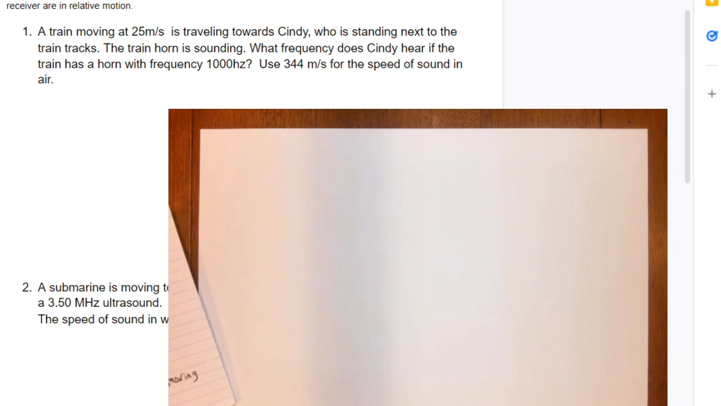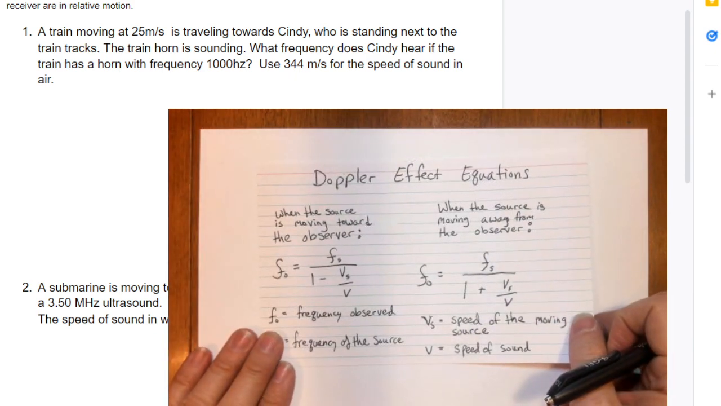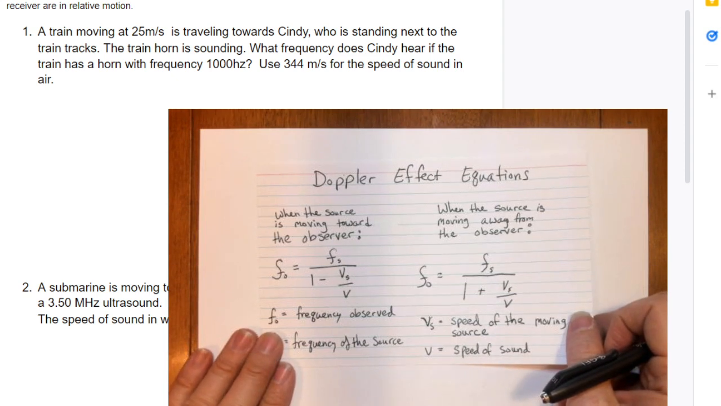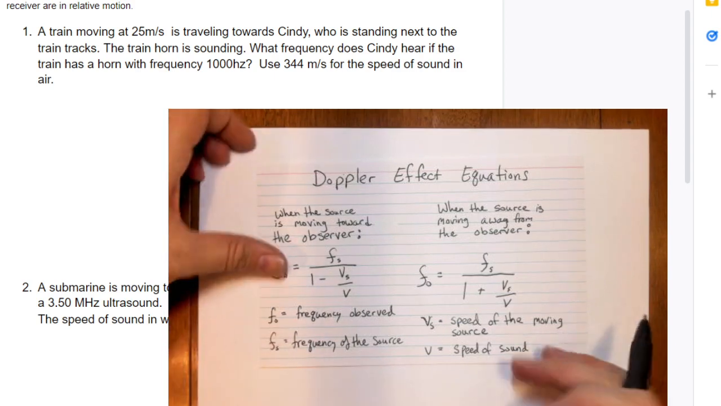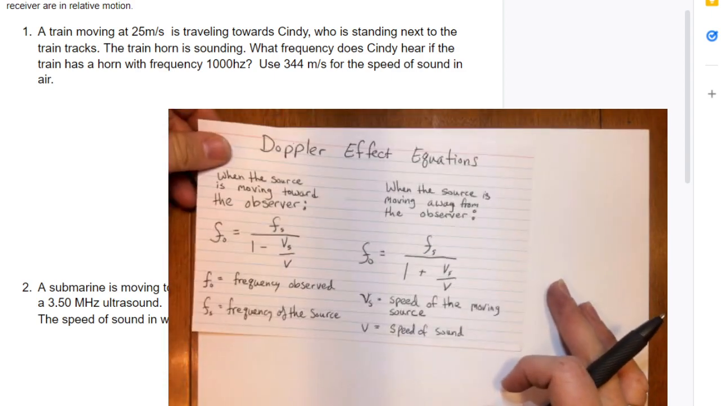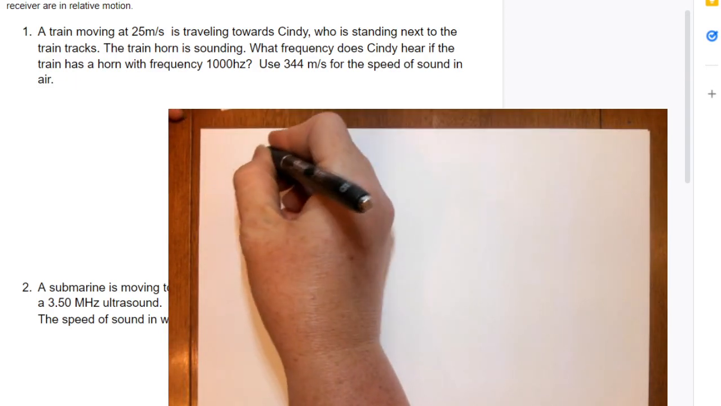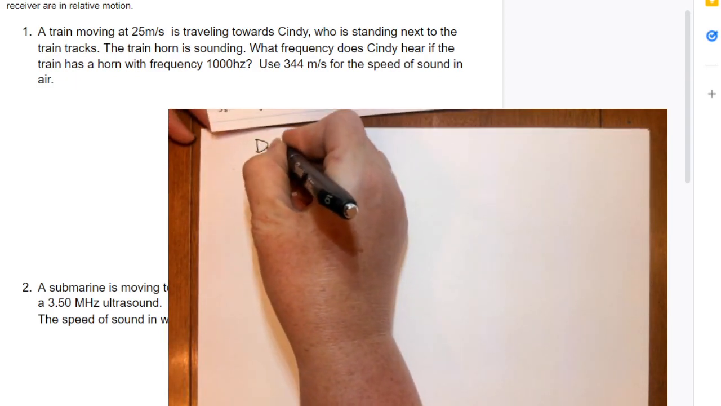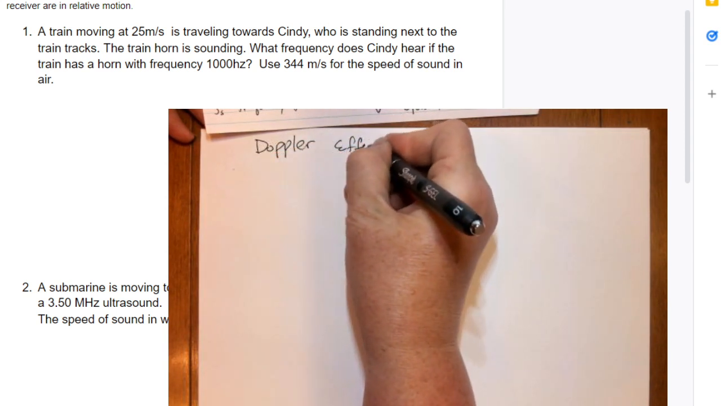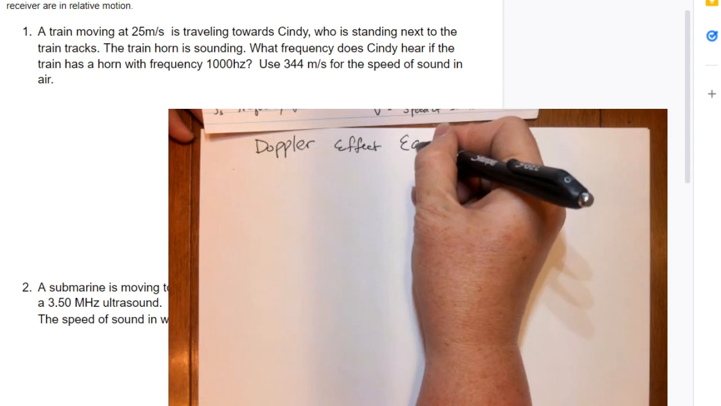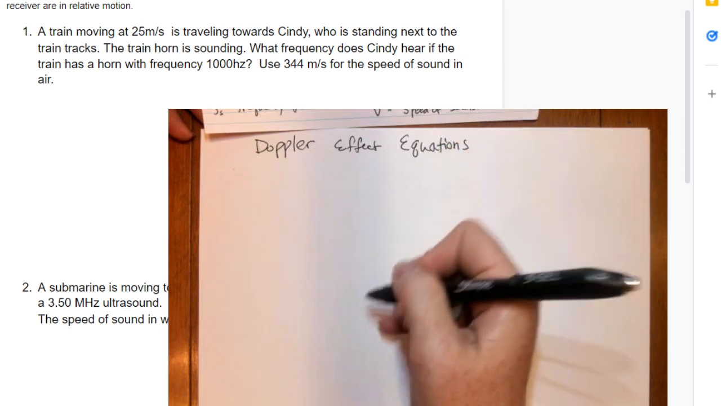In order to do this homework, you're going to need those Doppler effect equations, the ones that we derived in class. So make sure you have those written in your notes. If you don't have them written in your notes, let me help you really quickly. Title your notes, Doppler effect equations. I want to make sure you have these in your notes for the quiz.